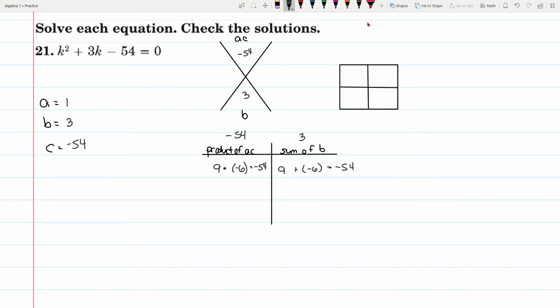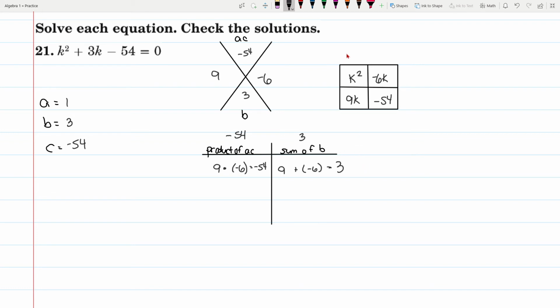And 9 plus negative 6 also turns out to be negative 54. I'm nuts. No, it doesn't. What am I thinking? It turns out to be 3. Yikes. Sorry about that. So, we have 9 and negative 6. So we have our k squared, our negative 54. You have a 9k, and you have a negative 6k.